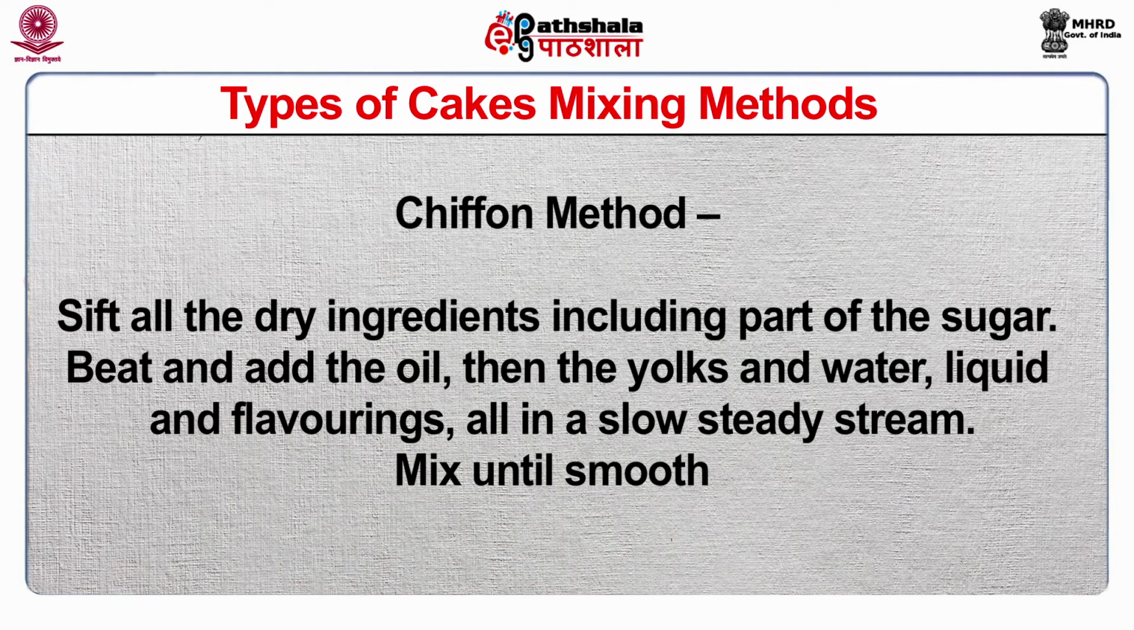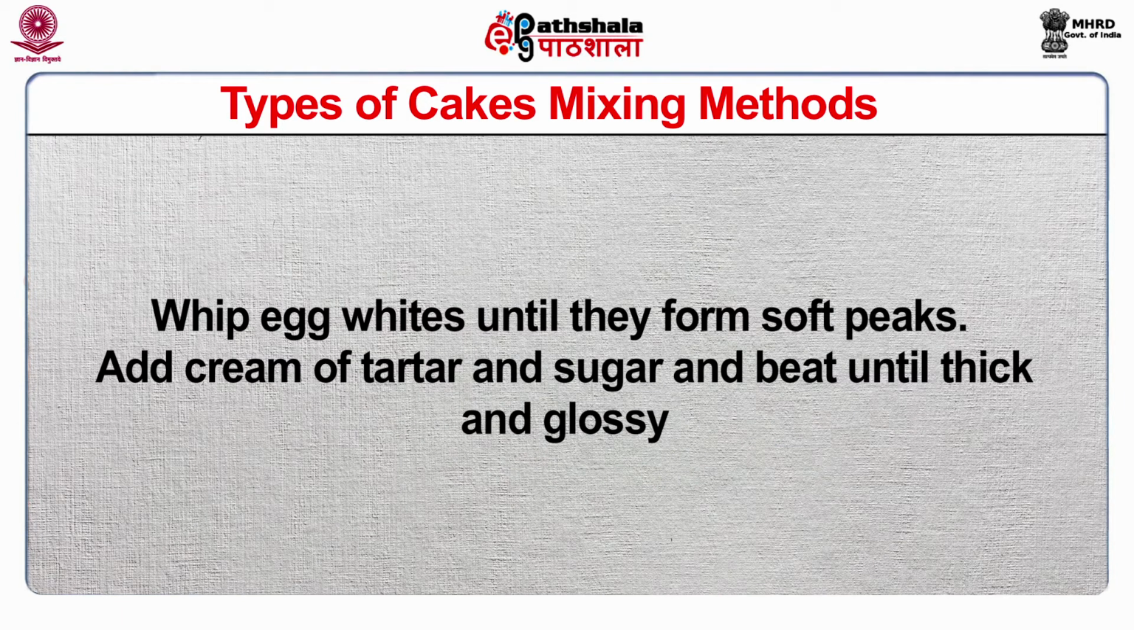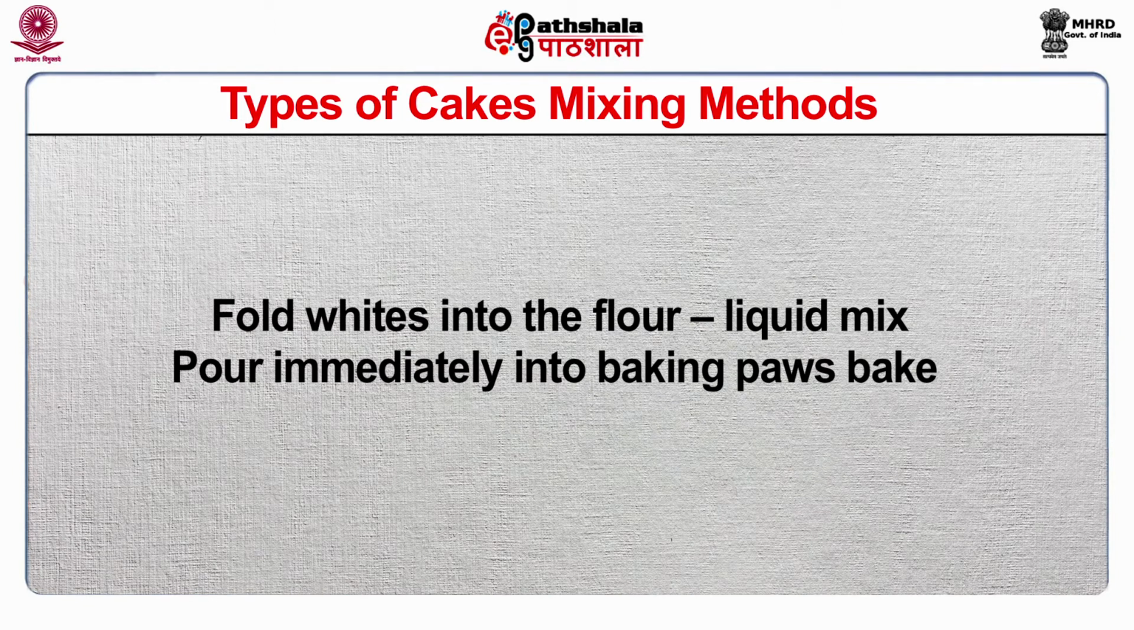Chiffon method. Sift all the dry ingredients, including part of the sugar. Beat and add the oil, then the yolks, water, liquid and flavorings all in a slow steady stream. Mix until smooth. Whip egg whites until they form soft peaks. Add cream of tartar and sugar and beat until thick and glossy. Fold whites into the flour mixture, pour immediately into the baking pan.